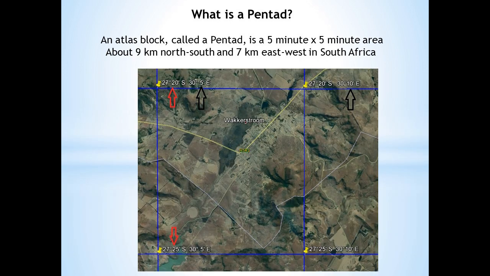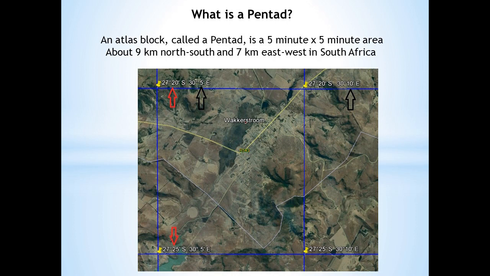The area to be atlased is 5 minutes latitude by 5 minutes longitude, about 9 kilometers from north to south and 7 kilometers from east to west. This area is called a pentad. Penta means 5, and as each block is 5 minutes by 5 minutes, we call it a pentad. On this map, the blue area indicates the boundaries of the pentad around Wakkerstroom. On the east line, the black arrows show the minutes increase from 5 to 10 minutes, and the red arrows show an increase from 20 to 25 minutes, increments of 5.